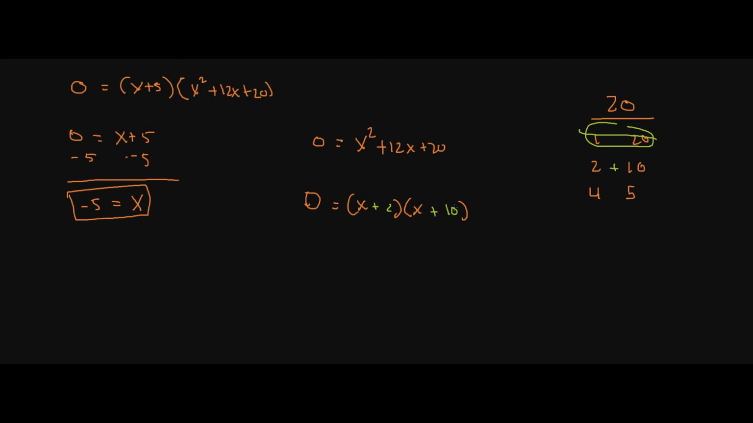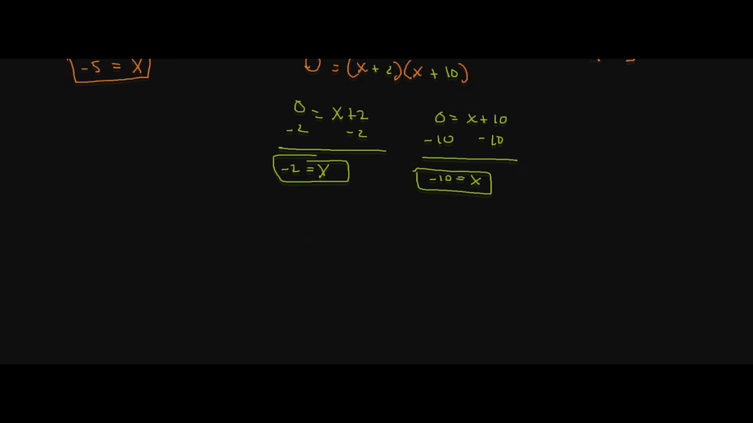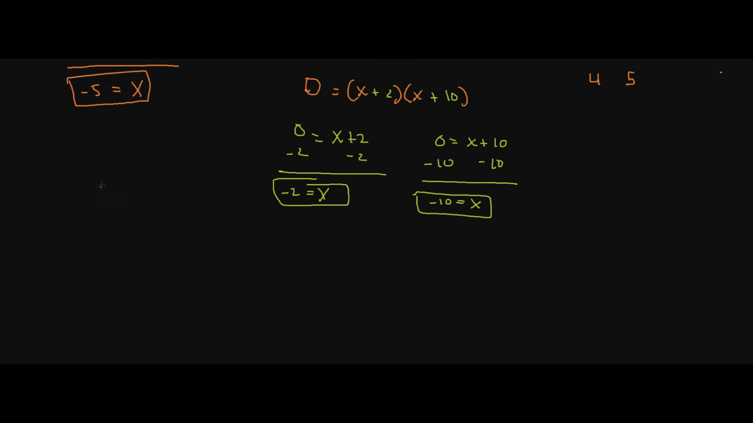All right, now over here, like we've done before, I'll just set these all individually to 0. So now we subtract 2 from both sides, and we get x is equal to -2. Subtract 10 from both sides, and we get x is equal to -10. And there we go. Therefore, my three x-intercepts are -5, -2, and -10 for my original function, right? And I should feel pretty confident about that.